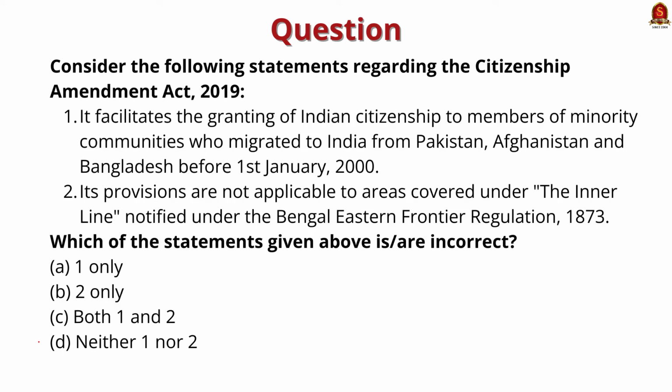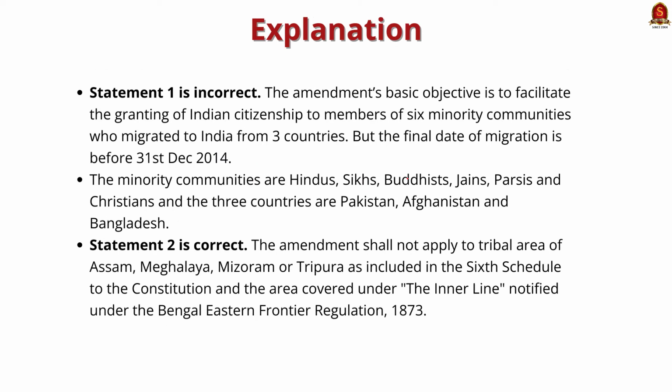Consider the following statements regarding the Citizenship Amendment Act 2019. See the first statement. It facilitates the granting of Indian citizenship to the members of the minority communities who had migrated to India from the 3 countries before 1st January 2000. See, from our discussion we know that the basic objective of the CAA is to facilitate the granting of citizenship to the members of 6 communities who had migrated to India from 3 countries, that is Pakistan, Afghanistan and Bangladesh. But the issue is the final date of migration should be on or before 31st December 2014. Okay, let's see the second statement.